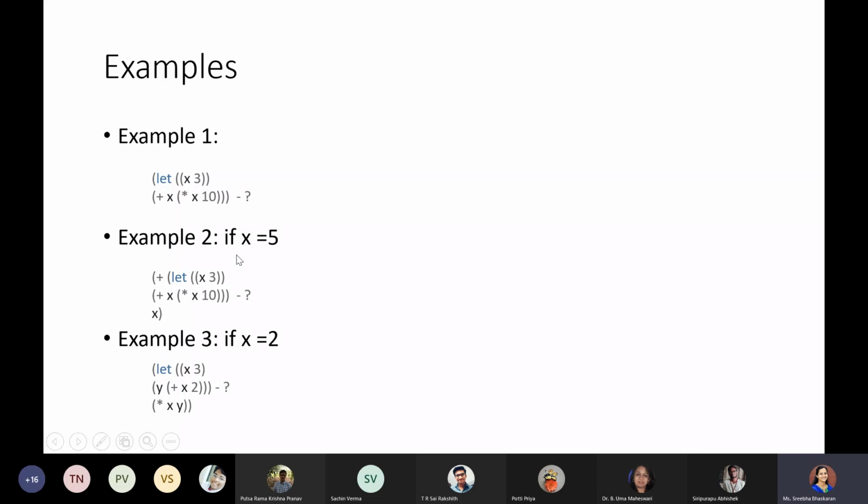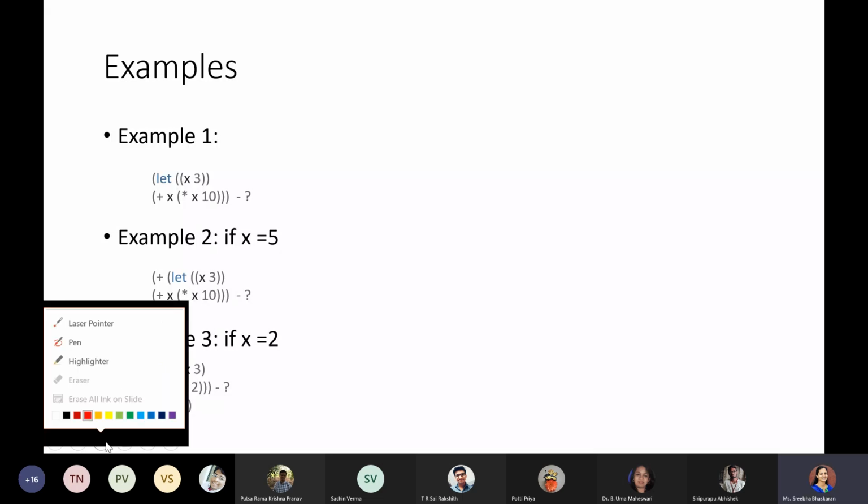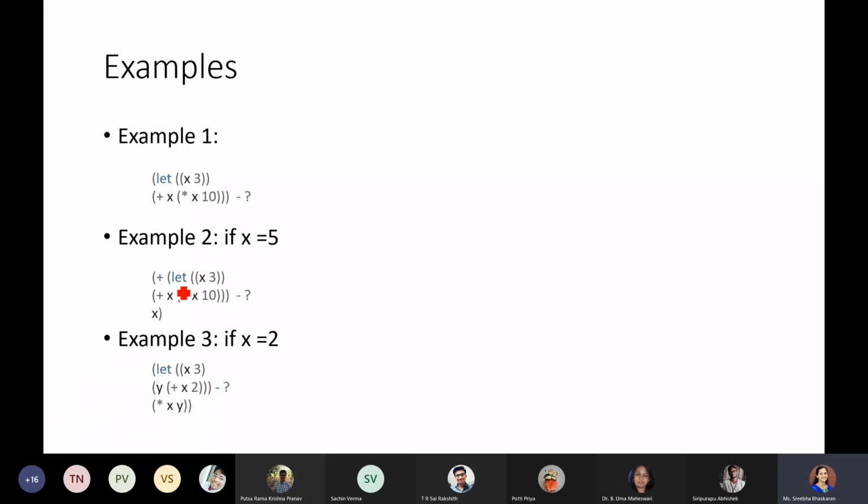Coming to example 2, we are saying that there is a global variable x which has been defined to be 5. That means define x 5 has been done outside this let. After that you have this expression, plus let x 3. That means 3 has been initialized to the variable x, so now x is acting like a local variable here. This x equals 5 becomes our global variable, and this x equals 3 will become our local variable.